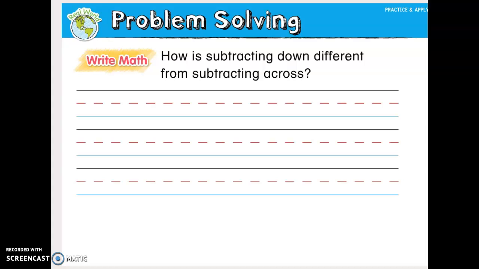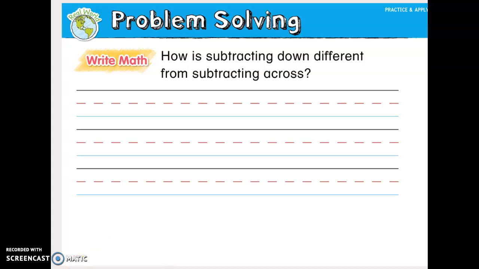Okay, so our big write math, which is what we're going to write the answer to this question. For problem solving, it says, how is subtracting down different from subtracting across? So let's think about this in terms of the dominoes. If you have the same domino and you just turn it vertical, and then you take that same domino and turn it horizontal, it's the same, isn't it? We get the same difference. It's just that they're placed differently. So I think we're going to write the answer is they are the same.